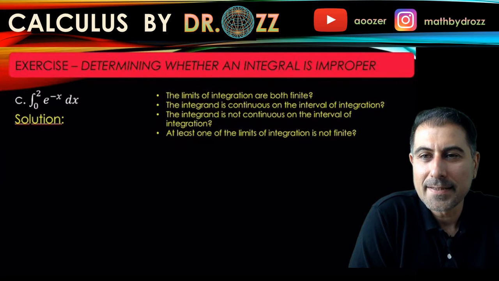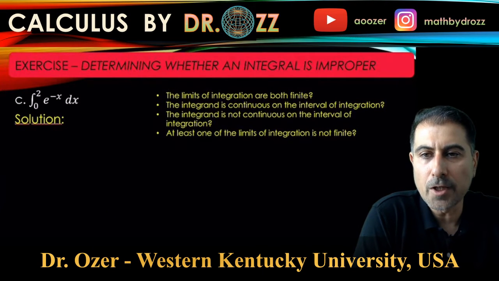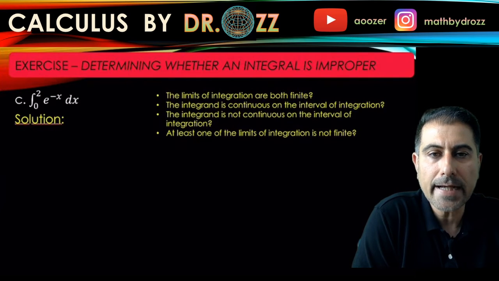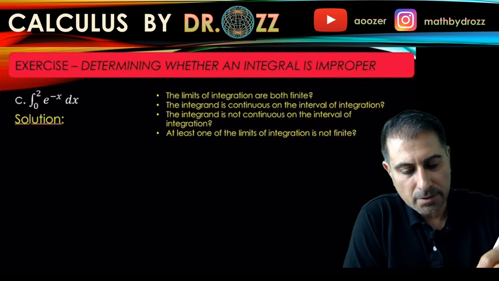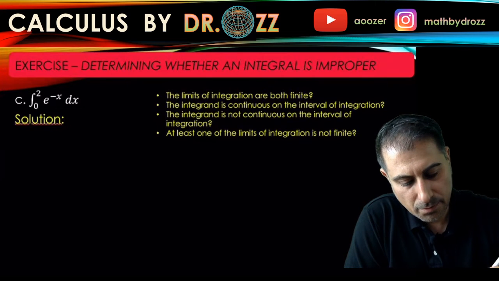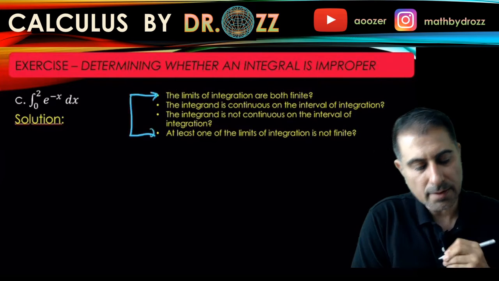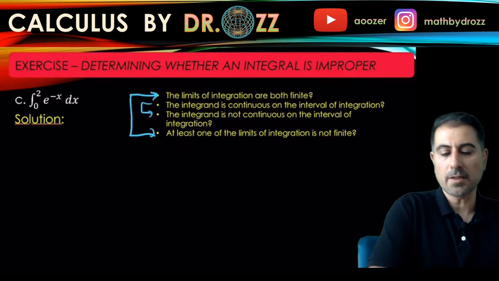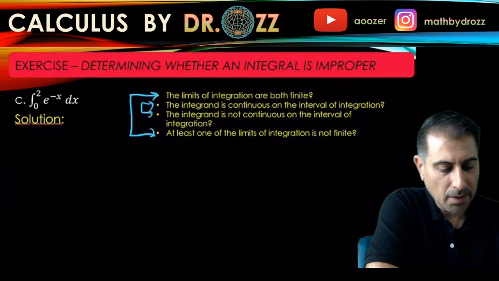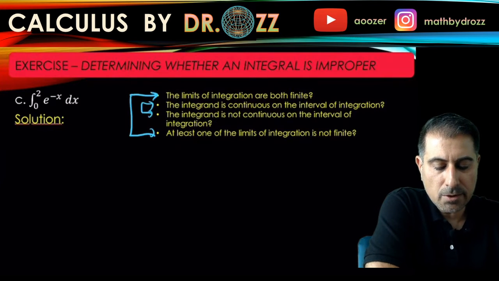All right, here's part C, the integral from 0 to 2 of e to the minus x dx. Let's try to answer these questions. As always, question number 1 and number 4 are the same, and number 2 and number 3 are the same questions essentially. We're investigating exact same things. So let's try to answer 1 and 4.